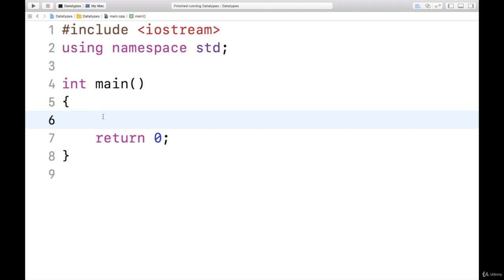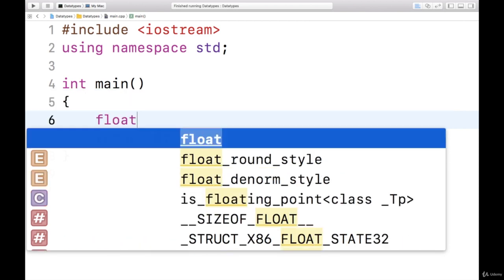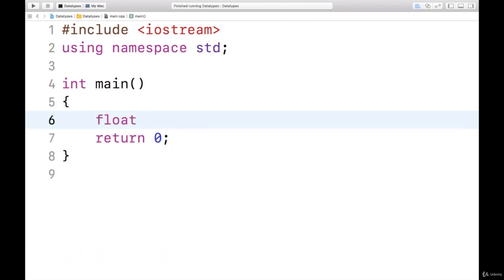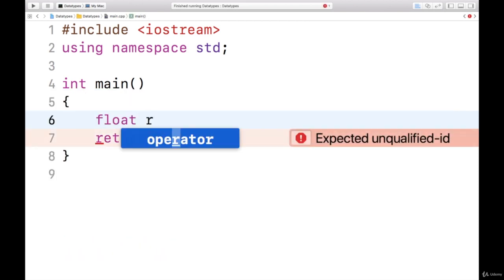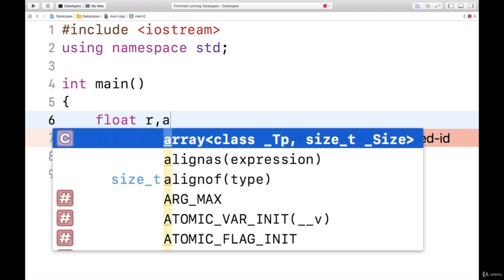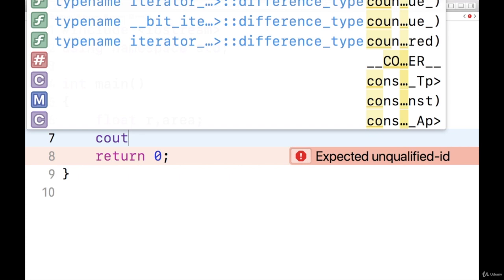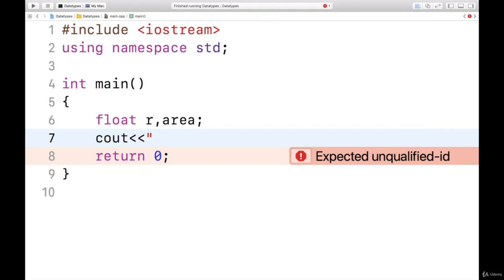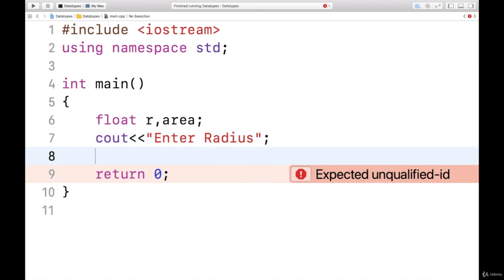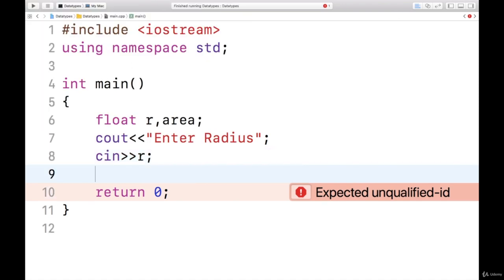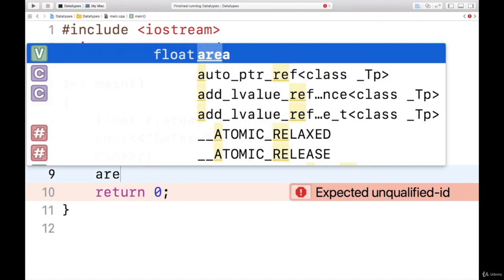Let us write a program for finding the area of a circle. For that I will take float variables, that is radius of a circle and area of a circle. Then let us take input: enter radius. Then cin, read radius r, then find out area.